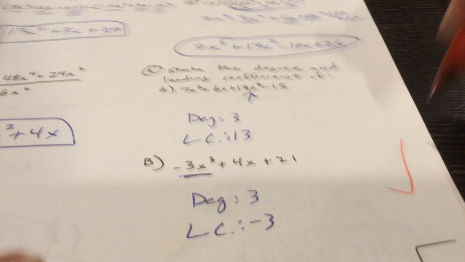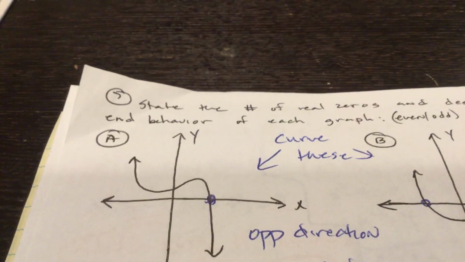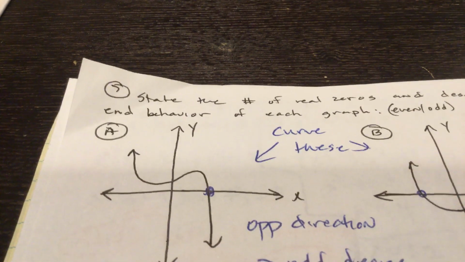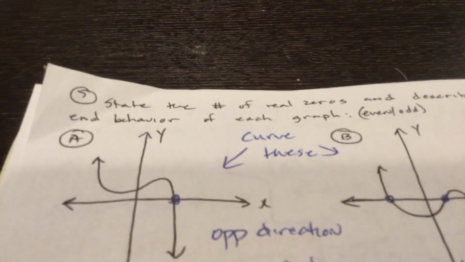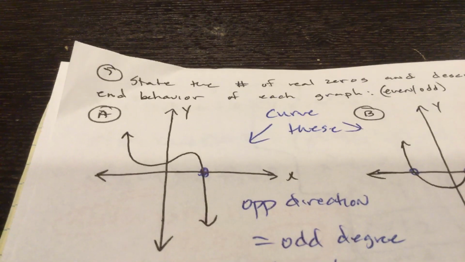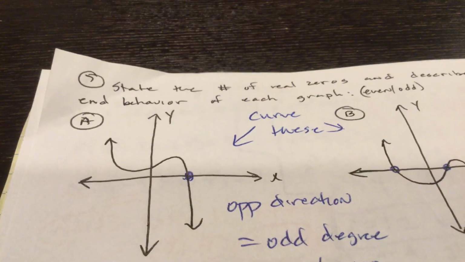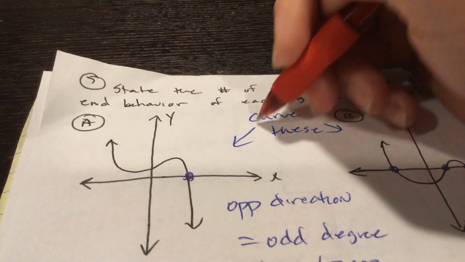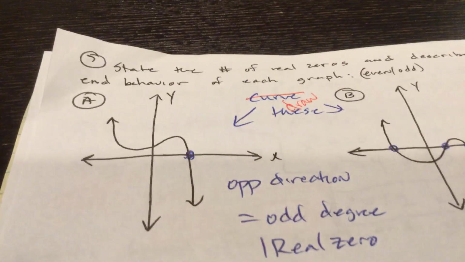All right, moving on. Yes, on 7a and b, I want you to draw the curve. State the number of real zeros and describe the end behavior of the graph. Yes. Do you draw that curve? Make that curve like that. I think that meant draw these. You can curve those if you want.